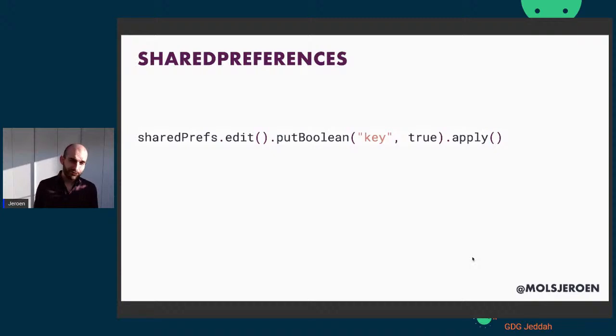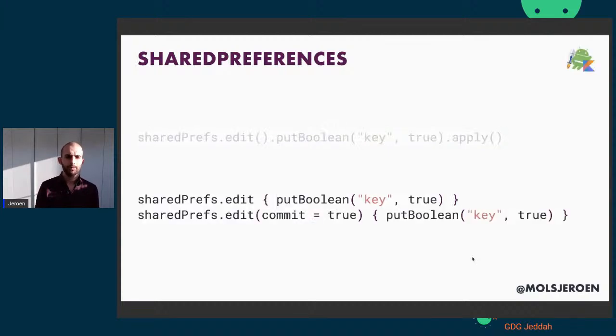Shared preferences have a bit of a peculiar API where you need to call a terminal operator, or your changes won't actually be stored. So you need to call apply. If you forget to call apply, then nothing will actually happen. KTX makes sure that you can never forget to do that, because you just say shared preferences.edit. You provide a lambda of what changes you want to make to the shared preferences editor, and that's it. If you want to commit instead of apply, you can also do that. There's a param you can provide to the edit function.